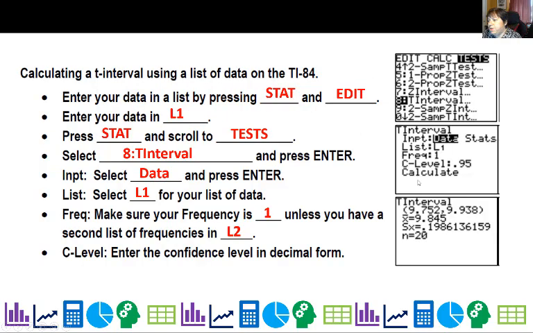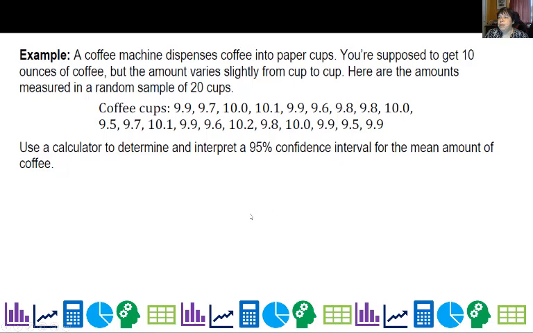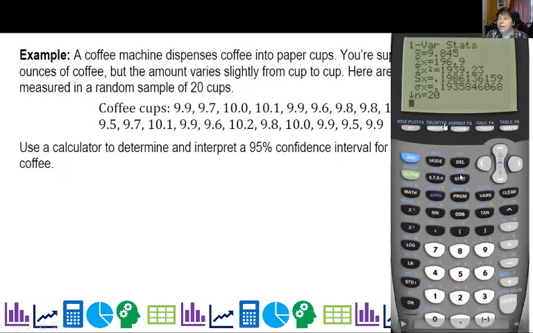So if you look at it, here's the output, which is actually going to go to what we were looking at in our next example. So here I have a coffee machine that dispenses coffee into paper cups. You're supposed to get 10 ounces of coffee, but the amount varies slightly from cup to cup. So here are the amounts in a random sample of 20 cups. So let's say I already entered this data in a calculator, all right?